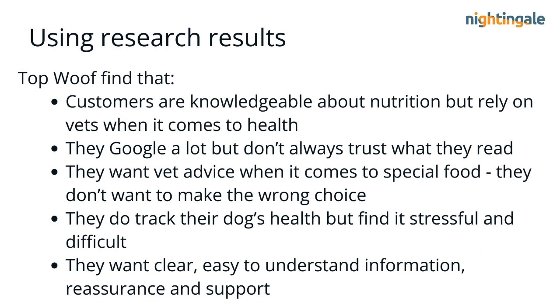So we'll say that TOFCO find that customers are knowledgeable about nutrition, but rely on vets when it comes to health. So they kind of know a lot about their dogs, but actually they look for specialist advice when it comes to their dogs being unwell. They Google a lot, but they don't always trust what they read. So they're a little bit dubious at times about the information they're given. They want vet advice when it comes to special food. They don't want to make the wrong choice. They do track their dog's health, but they find it stressful and difficult. And they want clear, easy to understand information. So the question is, what do they do with this?